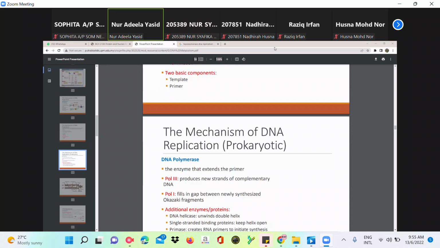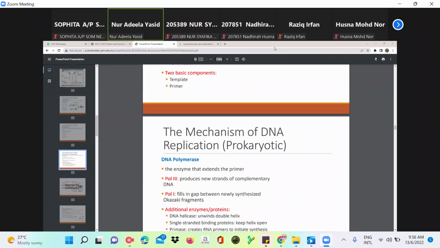They share, their active sites have 2 metal ions, which is magnesium ions. Okay, walaupun kita ada variety of DNA polymerase, they have a common catalytic mechanism, which is the active sites contain metal ions, which is magnesium ion.